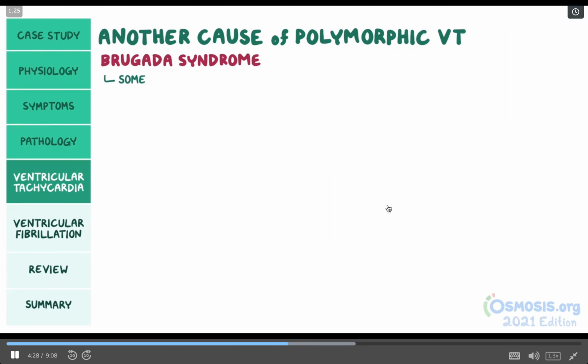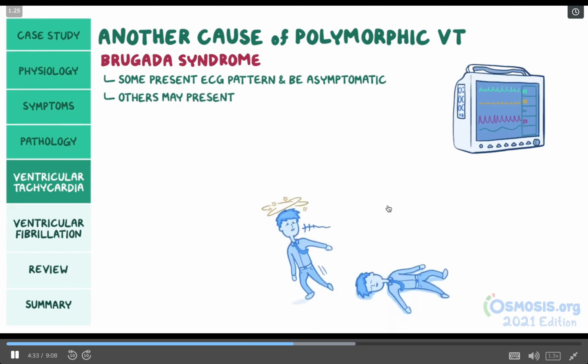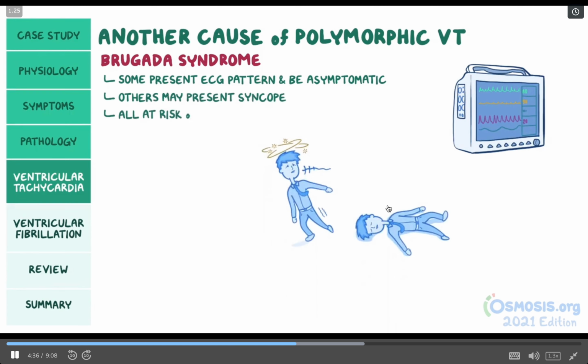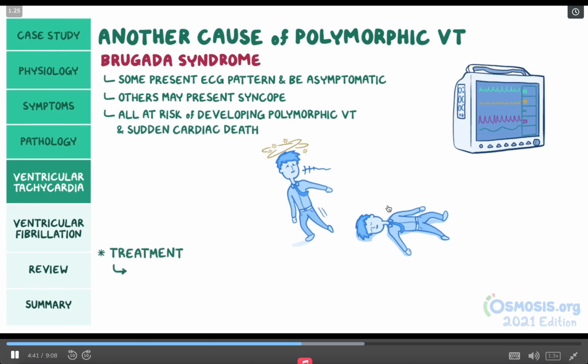Now, some individuals affected may present this ECG pattern and yet be asymptomatic, while others may present symptoms like syncope. Regardless, they're all at risk of developing polymorphic VT and sudden cardiac death, so treatment is primarily focused around prevention with implantable cardioverter defibrillators.